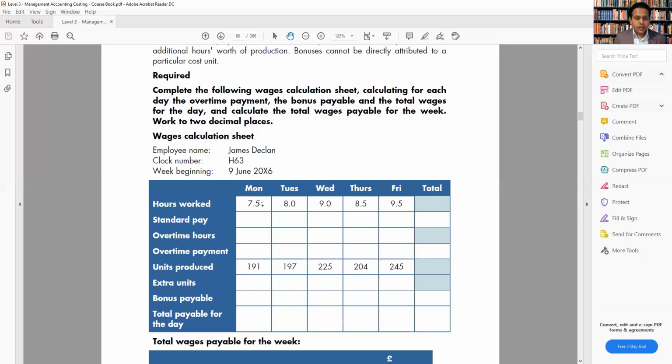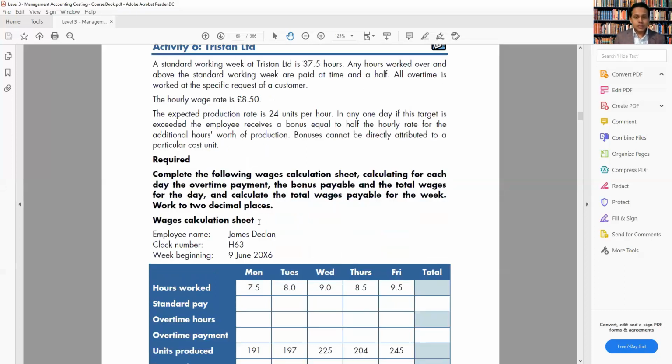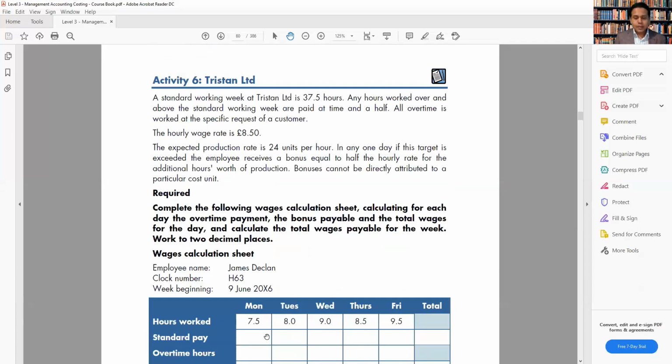So we have 7.5 hours on Monday. And first we need to see how many hours the employee should work in one day. So 37.5 for the whole week. 37.5 for the 1 week. If I divide by 5, that will give me how many hours they should work one day. That is 7.5 hours. So that means if someone works 7.5 hours, there is no overtime. This is the normal hours they should work.